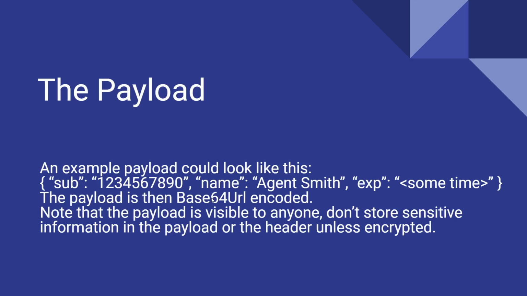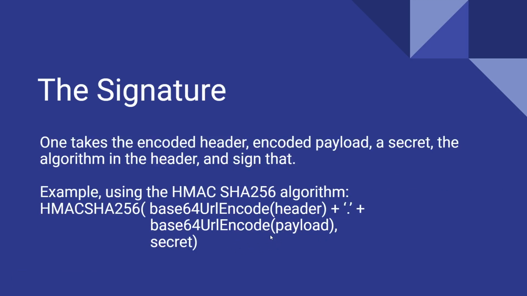The payload is then also base64 URL encoded, and you need to be careful that your payload doesn't include any sensitive information, because that part is visible to anyone. So don't put anything critical there. No passwords, nothing sensitive. And then we have the signature.